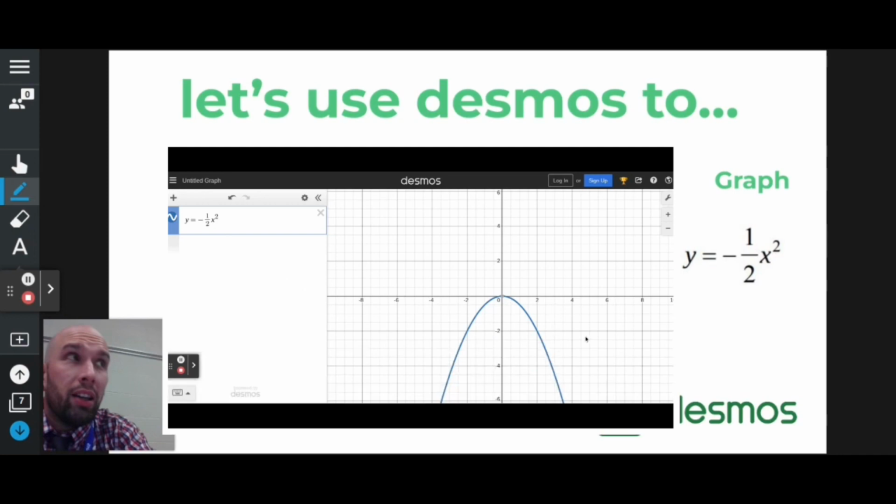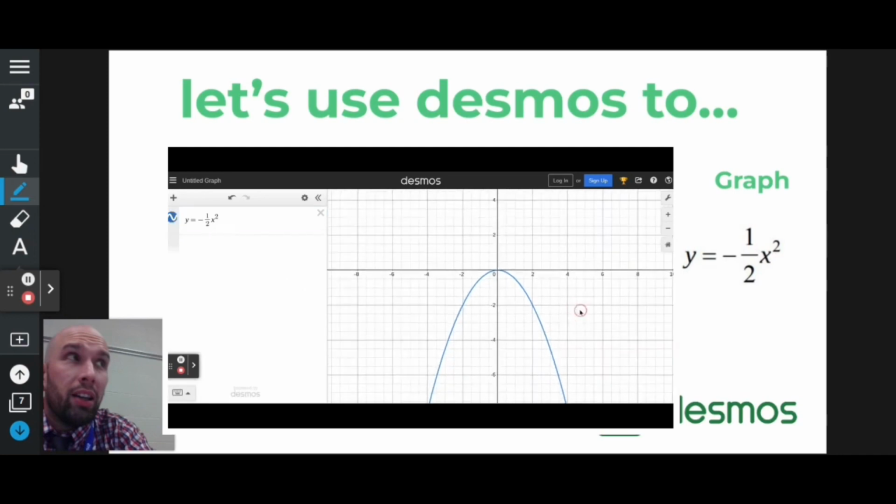But that's my quadratic. It's a parabola that opens down. It opens down because the number in front of x is negative. It's a little wider than normal because of the half. And if I need to get some points, I can hover over it, click on it, and go where I need to go and get some points that might look important if I'm putting this on a coordinate plane myself. There you have it.